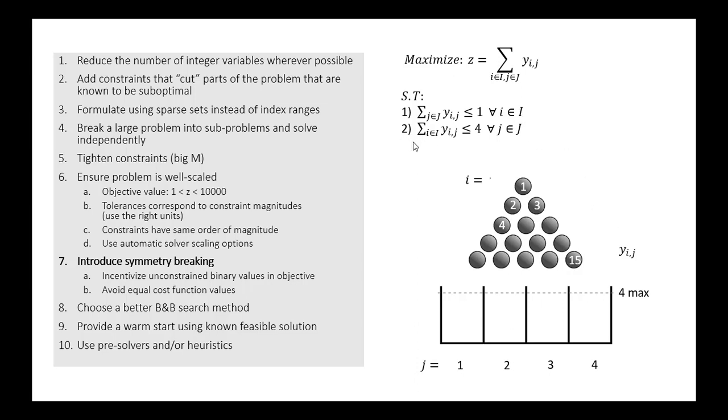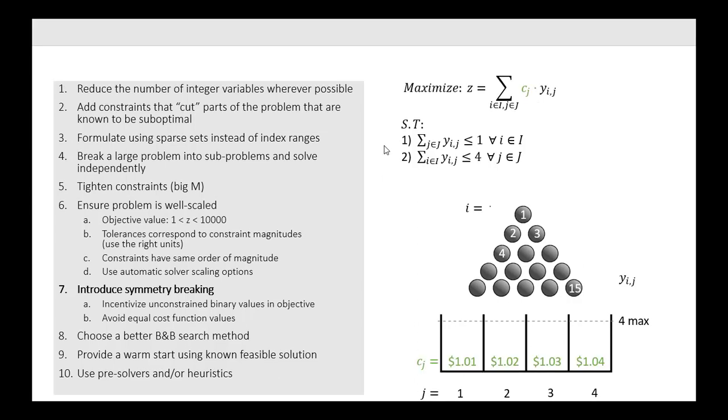The second constraint is that we're requiring that there's no more than 4 balls in each bin. So we're going to sum for every ball which of those are in bin j. And then for every single bin, we're going to make sure that they're less than or equal to 4. Right, so these two constraints implement the requirements that we have. But again, there's no preference in this given to which balls go in which bins.